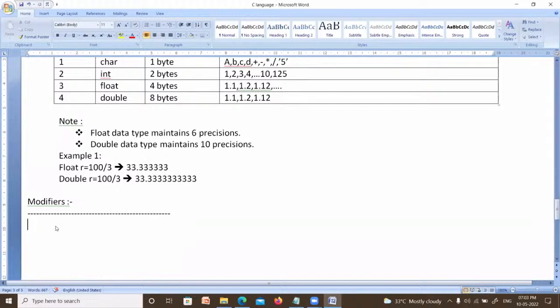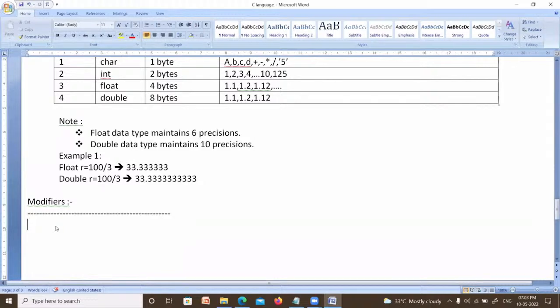Now, what is a modifier? Modifier is nothing but a keyword. Keyword means a reserved word. What is the use of this one? It is used to modify or alter the meaning of data types.